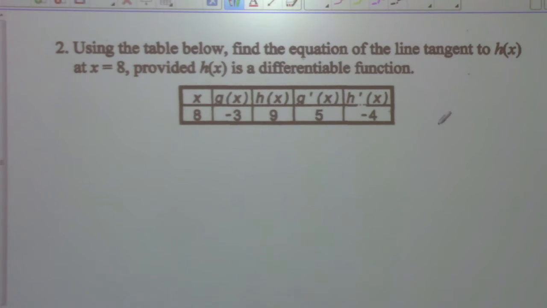So what did you get for your point on this one? Gavin, what's your point? What's our point here? 8.